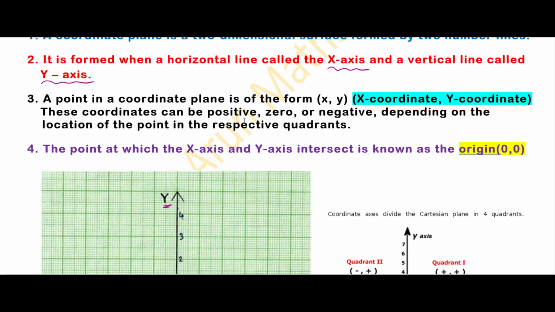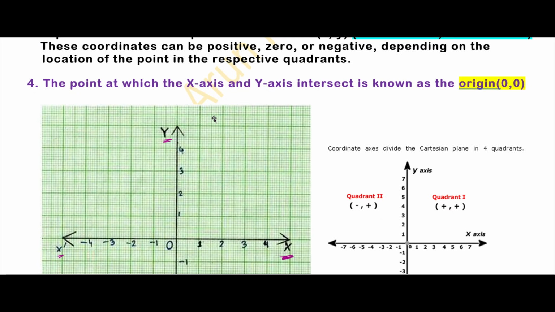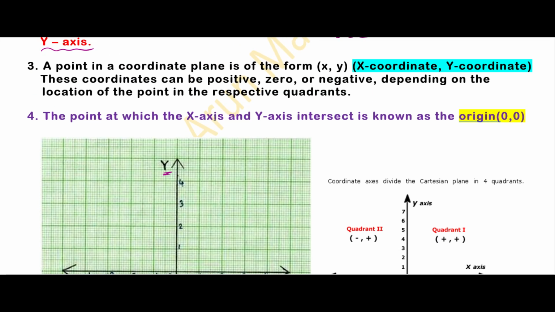And a point is of the form x comma y. X is called the x coordinate and y is called the y coordinate. This coordinate can be positive, negative or 0 depending on the location of the point in the respective quadrants.